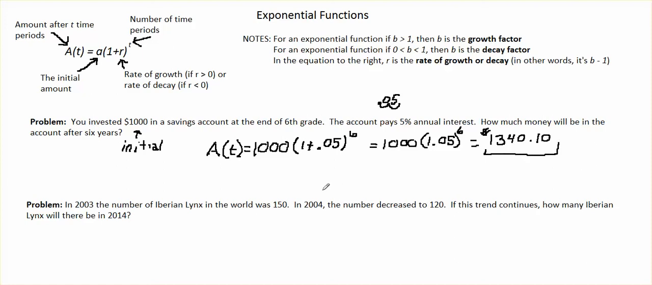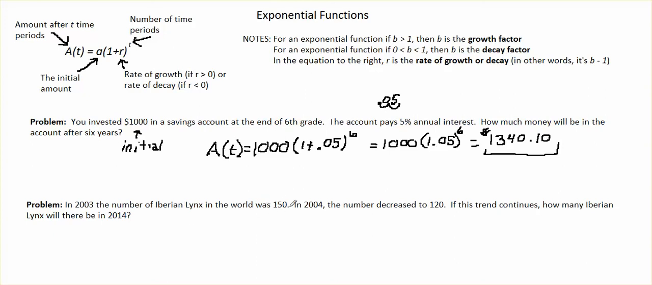So now let's go ahead and take a look at a population problem. And it says in this problem that in the year 2000, the number of Iberian lynx in the world was 150. And in the year 2004, the number decreased to 120. So instead of this being a growth problem, this is actually going to be a decay problem because my population is decreased over time.